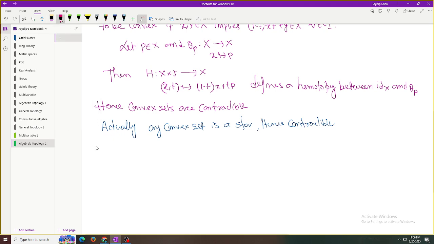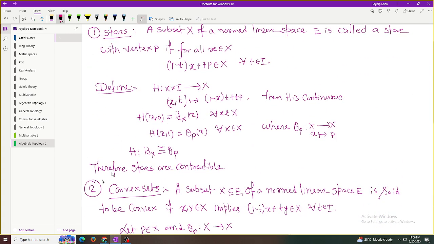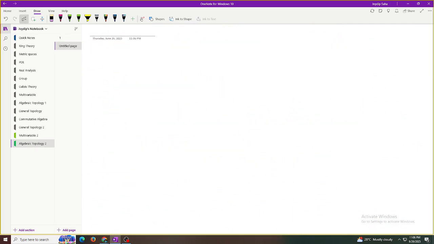Example 3 or observation. Like to say observation. Page number 2.